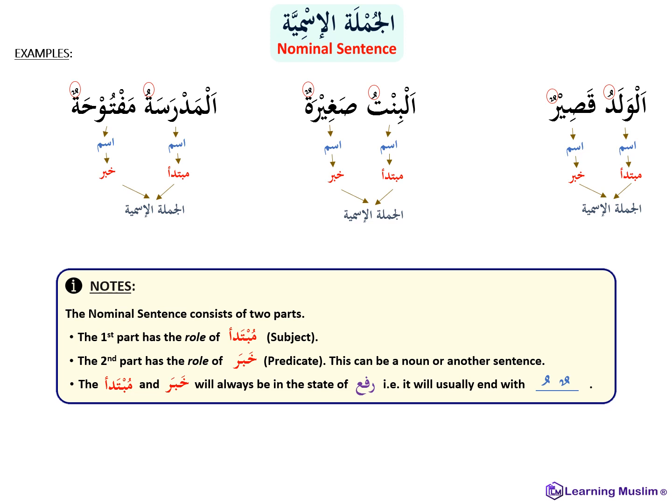So we have discussed Al-Jumlatul Ismiya in the previous lesson. Let's just go over some of the points that we have discussed at that time. So the nominal sentence is a sentence that begins with a noun, and it consists of two parts. The first part, which is going to be a noun, has the role of mubtada or subject. The second part has the role of khabar or predicate. And the second part can either be a noun or it could be another sentence within that first sentence. Then the third point is that the mubtada and khabar will always be in the state of raf.